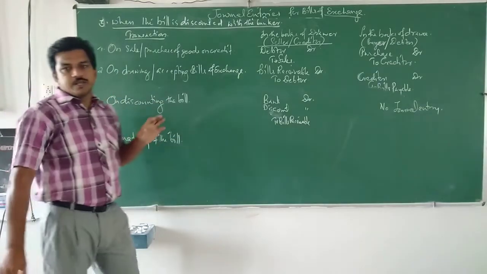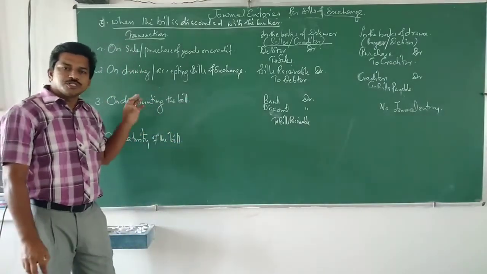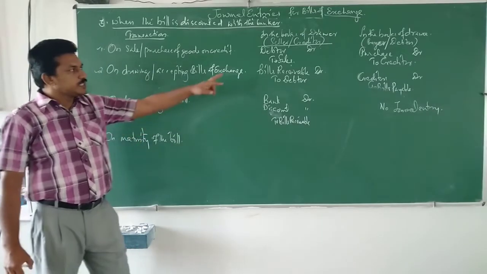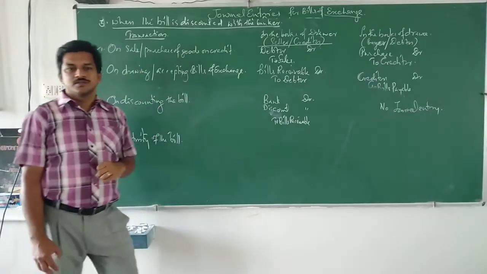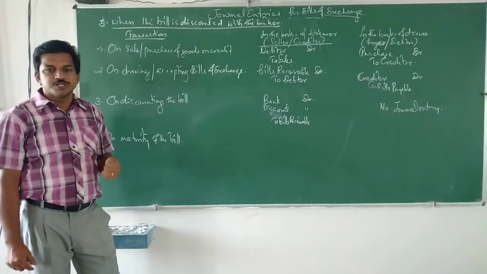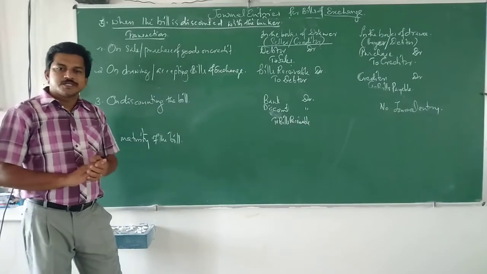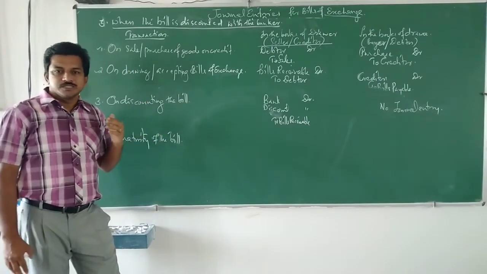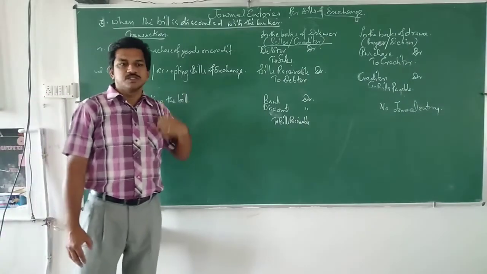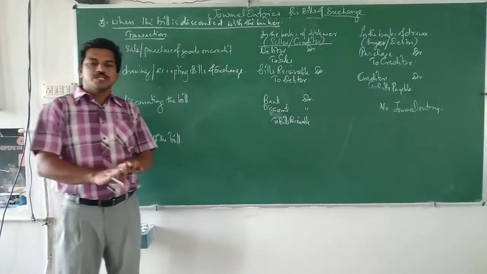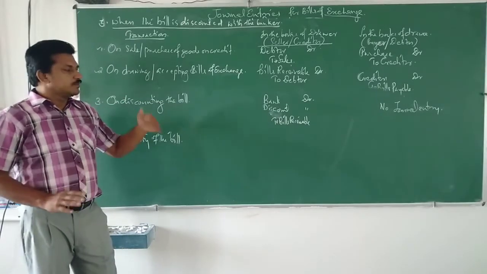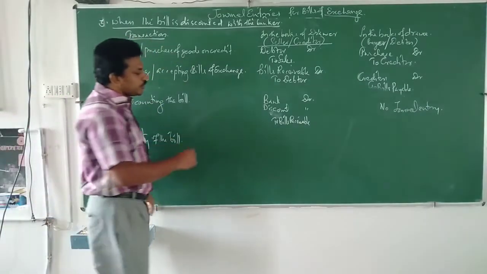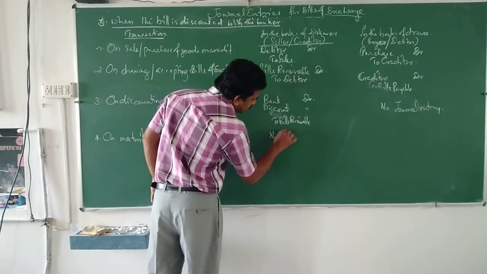On maturity of the bill, that means on the due date of the bill, on the day for payment of the bill. What will be the journal entry in the books of drawer? No need of writing any journal entry, because now the bill is with the banker. Banker will get the money, isn't it? Drawer already has received the money. So he need not write any journal entry. The money will go to the banker only. Okay, so for drawer, no journal entry.